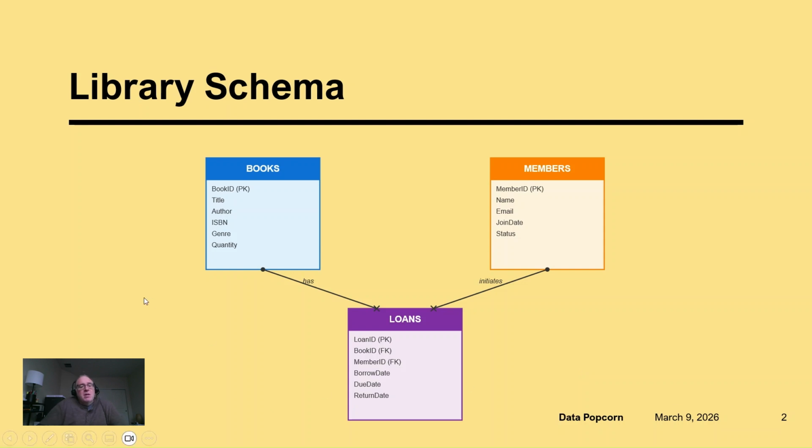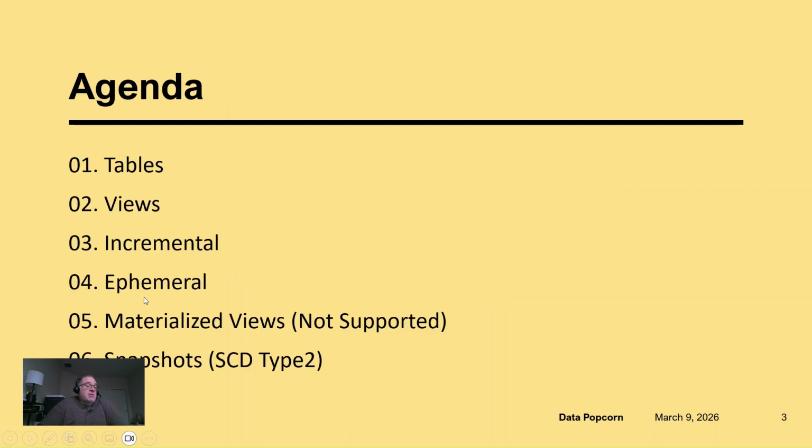Agenda. Things that you can materialize are tables, views, incremental tables, and ephemeral tables. Ephemeral tables are placeholders. Then materialized views. Platforms such as Snowflake support them. The SQL Server adapter does not support them. And last but not least, we're going to talk about snapshots, which are slowly changing dimensions type 2. Let's get into the demo.